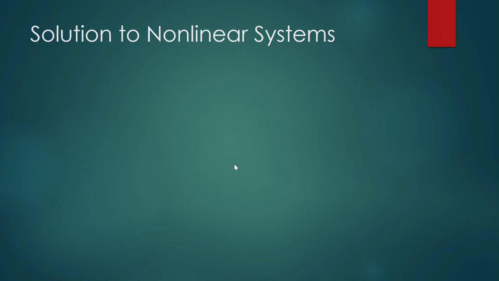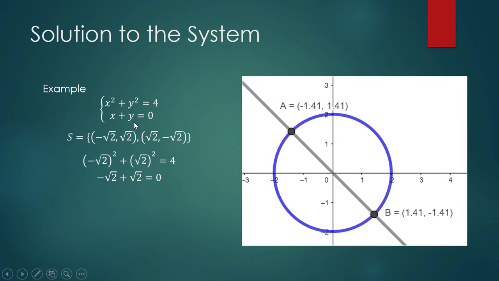And x plus y is equal to 0 is a line. This line is the curve that corresponds to x plus y is equal to 0. So the reason why this solution set is a solution, graphically speaking, is because those two points are the points of intersection between the circle and the line. They are the points of intersection of the curves in your system.